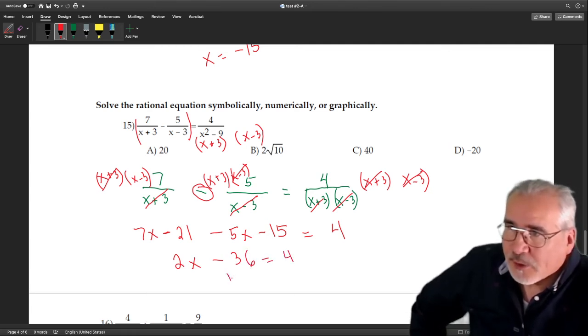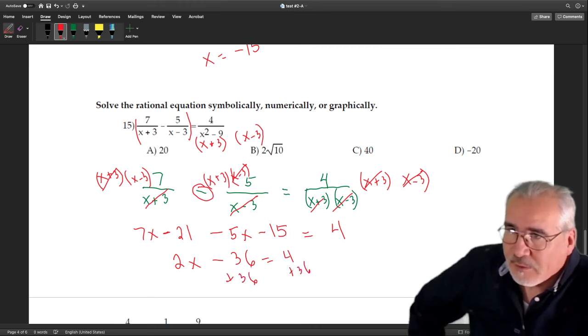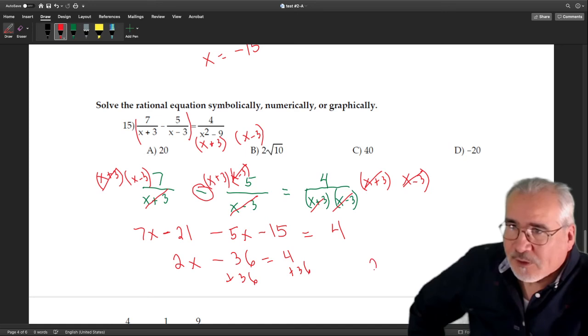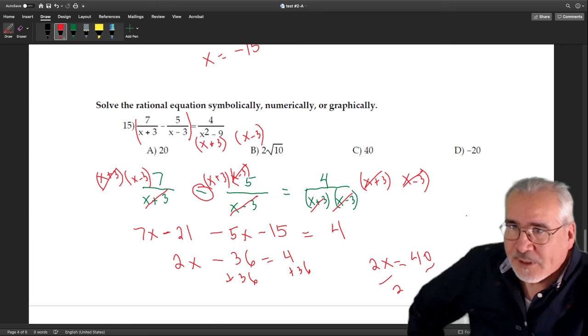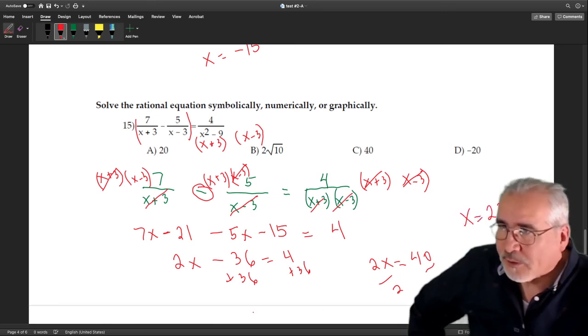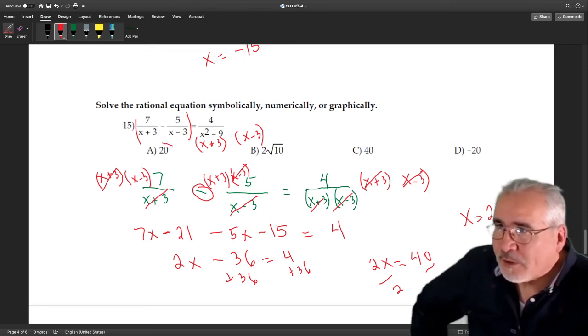Add 36 to both sides. So that gives us 2x equals 40. And then divide both sides by 2, leaving us with x equals 20. Now let's, oh, yeah. So it's this one. It's not negative 20, which might throw you off.